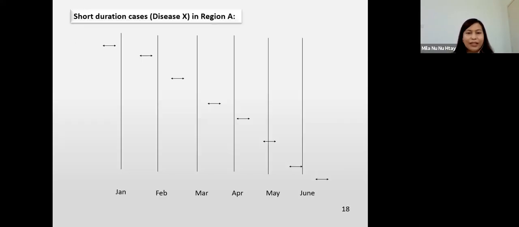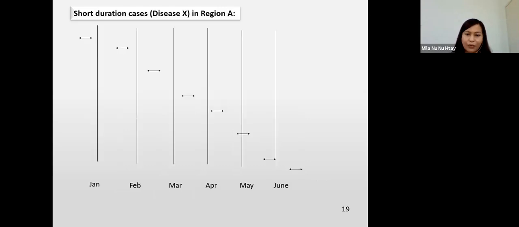Okay, another thing we need to be aware of is that these prevalence surveys are more suitable for diseases with longer duration. I have shown you an example here. You may see January, February, March, April, May, which are the different timeline by month, for a defined region, region A. These small arrows represent a single case with short duration of disease. For example, the flu lasts only 3 to 4 days, maximum 5 days, or maybe diarrhea, 1 to 2 days. So if the disease is of short duration, it will look like that.